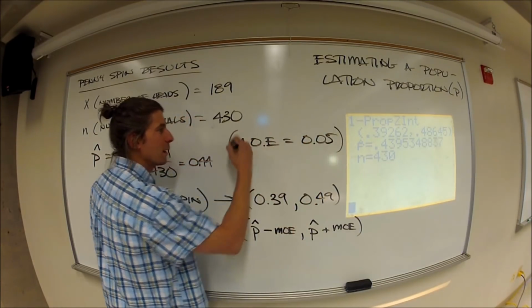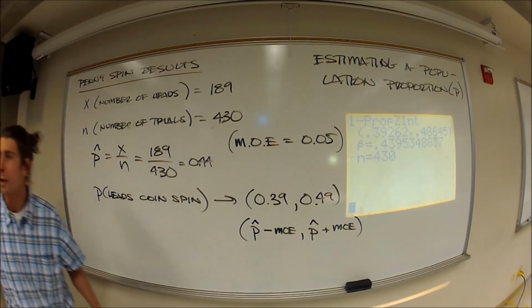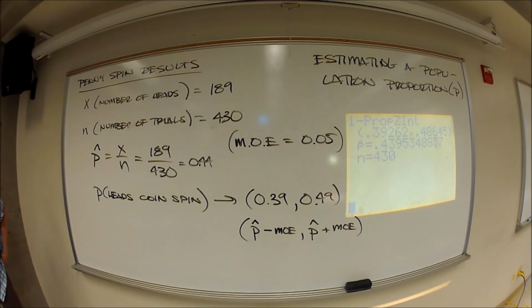and the margin of error is about 5%. The question I'd like to address right now is where that 5% came from. How did the TI know that the margin of error should have been 5%?